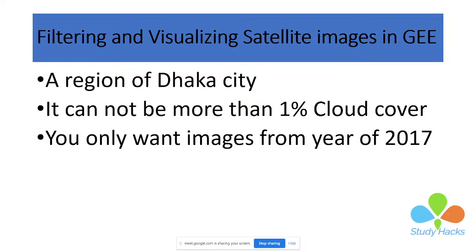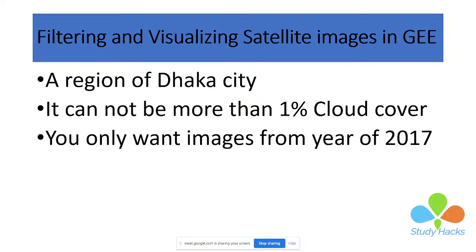Suppose I need Sentinel-2 satellite imagery for Dhaka city, and I also need some specific image properties. I need only those images which have not more than 1% cloud cover. And I also need the image for a specific time period. It can be a year, or any rainy season or dry season or wet season. So this is the time filter. These are the main three factors. First factor is the region, second factor is the image properties, third factor is the image time period.